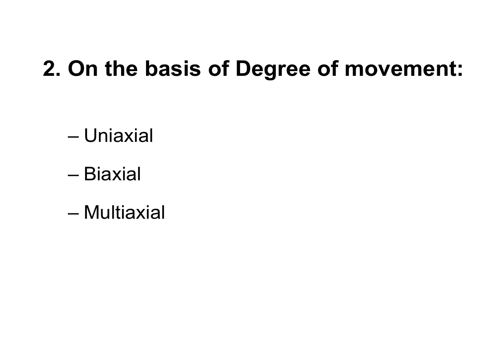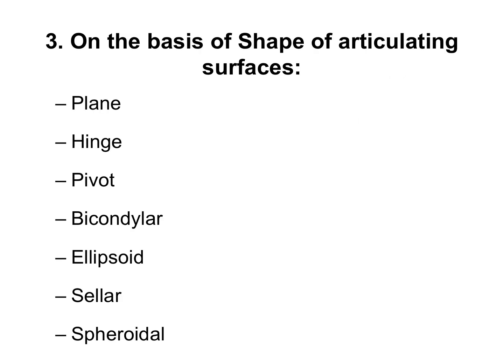Now we come to the third classification of the synovial joints, that is based upon the shape of the articulating surfaces. We have plane joints, hinge joints, pivot joints, bicondylar joints, ellipsoid joints, saddle joints, and the spheroidal joints.